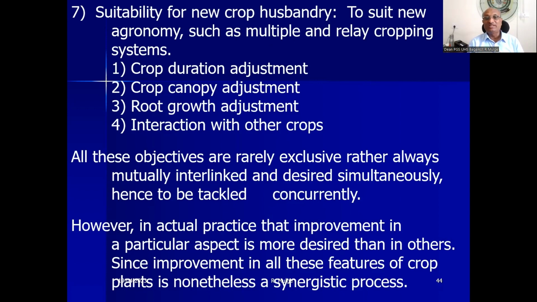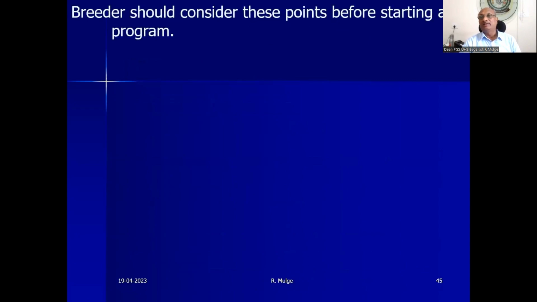Since the improvement in all these features of the plant is nonetheless a synergetic process, that means you cannot do all this at a time. You can take it step by step, or you can give importance to a few of these goals first and then look at the others like that. Breeders should consider these points before starting a program.